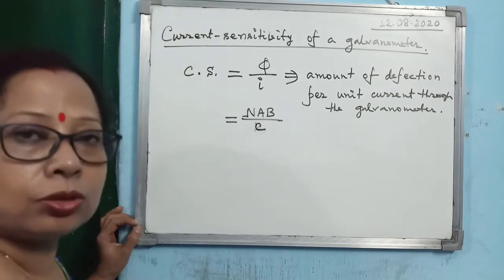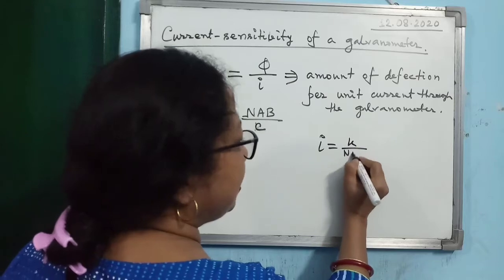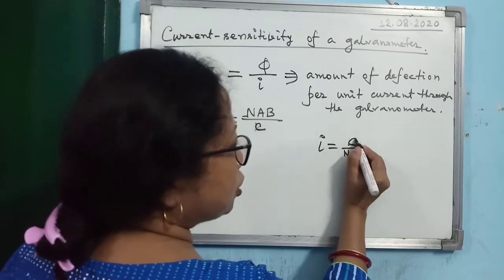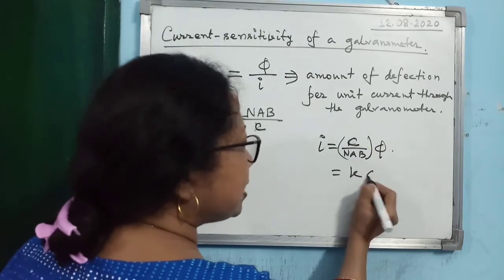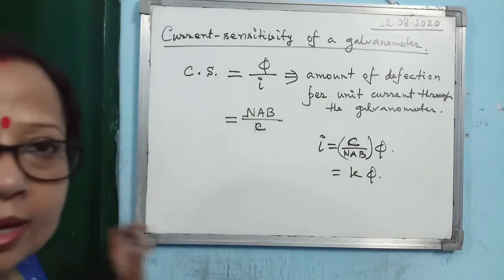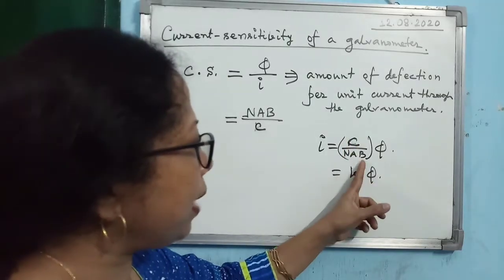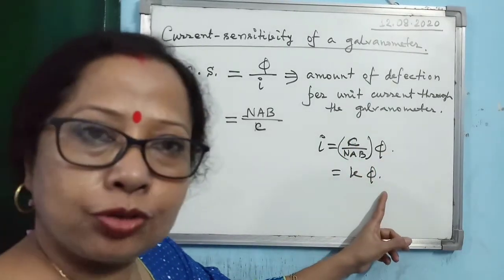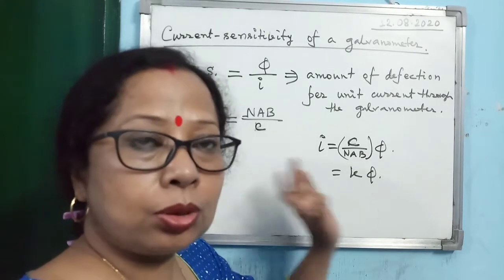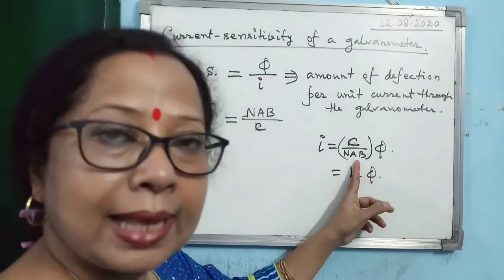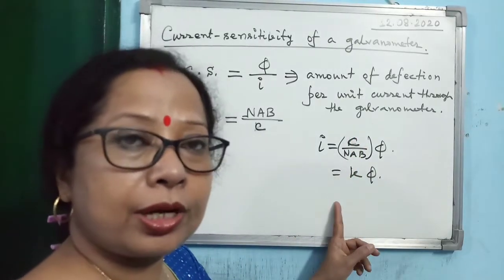Now, one mistake I have made in that relation: by mistake I wrote K by NAB. Actually it should be C by NAB. Please correct it. C by NAB into phi, and C by NAB is K. It should be I is equal to C by NAB into phi, equal to K into phi. You must correct it because I have rubbed the board. So I is not K by NAB; that constant we have denoted by C, and C by NAB we have denoted by K.